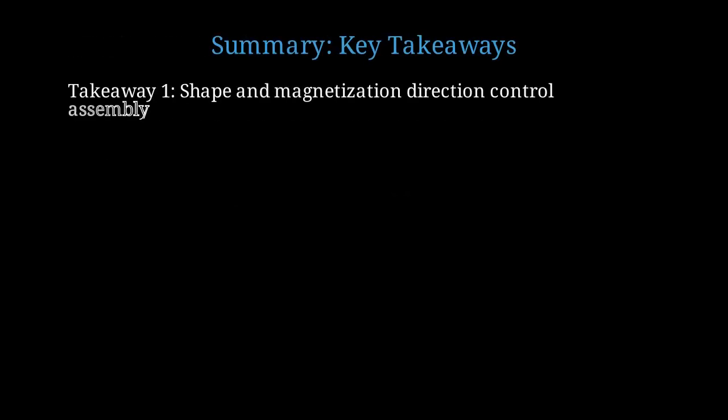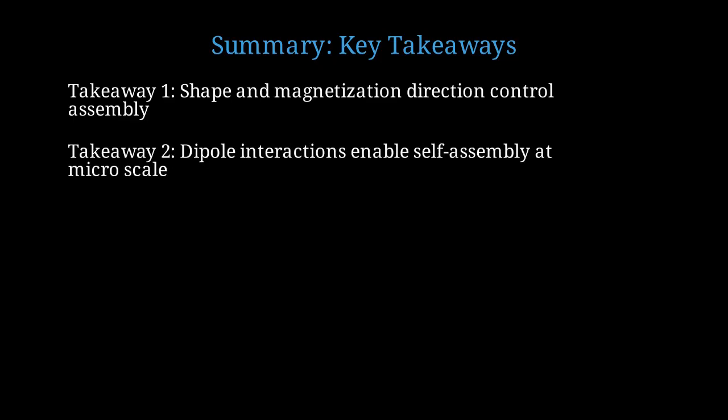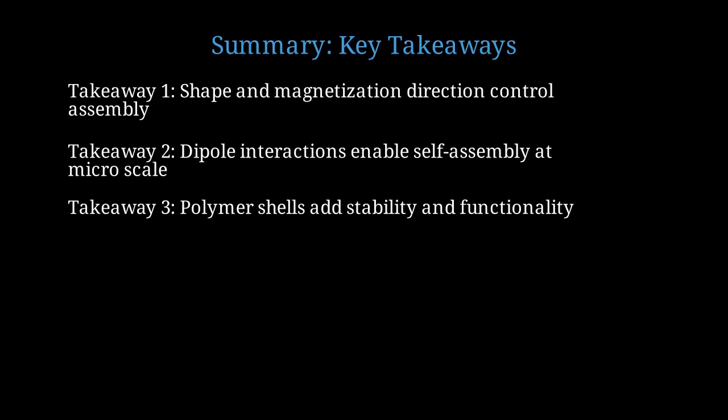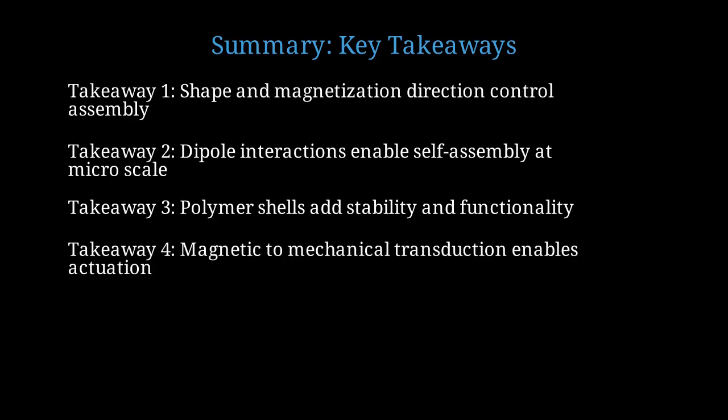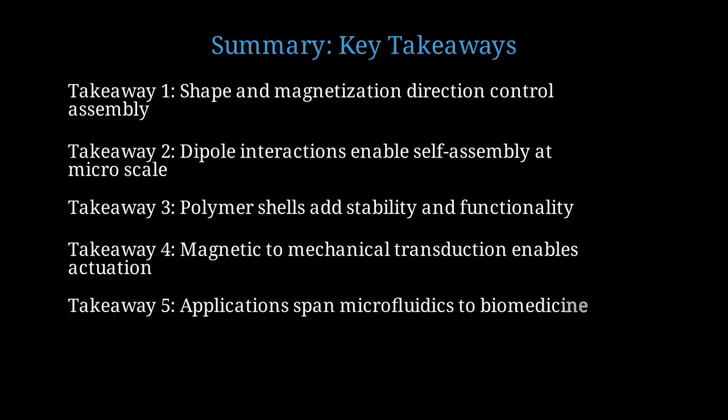Let's summarize the key takeaways from this lecture. First, particle shape and magnetization direction are the primary control parameters for directing self-assembly into specific structures. Second, magnetic dipole interactions are strong enough at the microscale to enable robust self-assembly while allowing thermal mobility. Third, polymer shells provide mechanical stability, biocompatibility, and stimuli-responsive functionality essential for practical applications. Fourth, the conversion of magnetic torque and force into mechanical deformation is the basis for all actuator applications. Fifth, applications range from microfluidic devices to soft robotics to targeted drug delivery, demonstrating remarkable versatility.